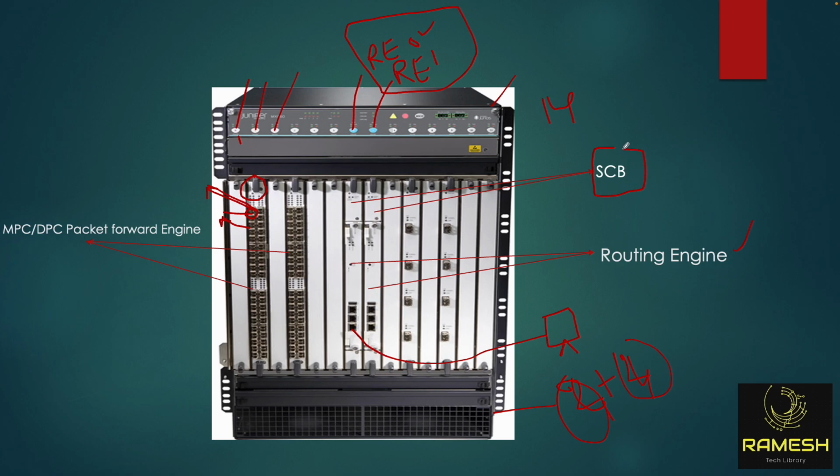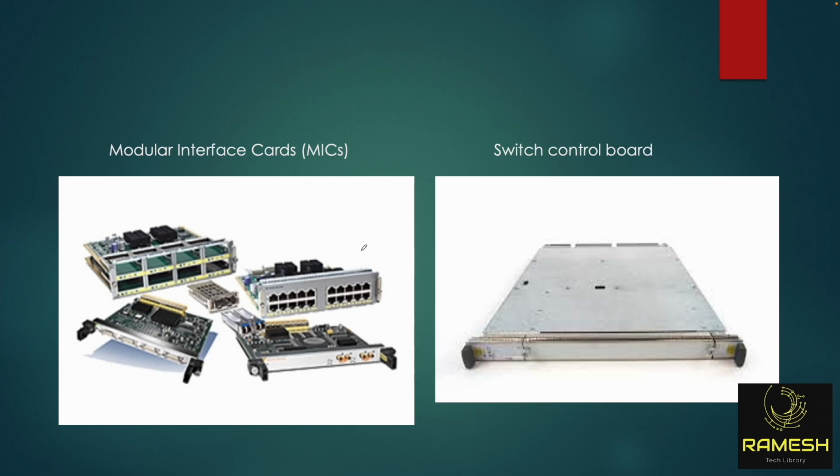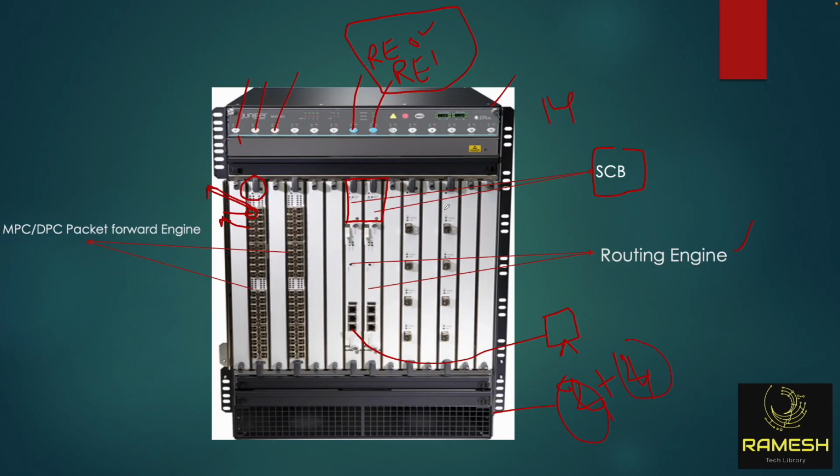If you see, this is the switch control board. These are the switch control boards. First of all, if you want to install the routing engine, you need to install the switch control board. See, this is the SCB. First you need to install the switch control board in this slot. Which slot? 7 and 8 slots. 0 1 2 3 4 5 6 and 7. These are the 6th and 7th slots we are using for the routing engine.